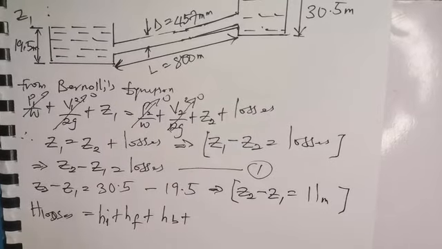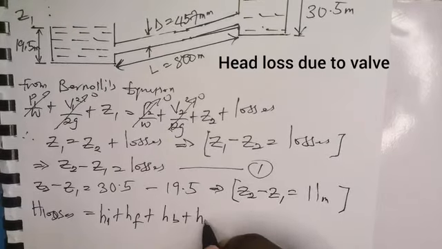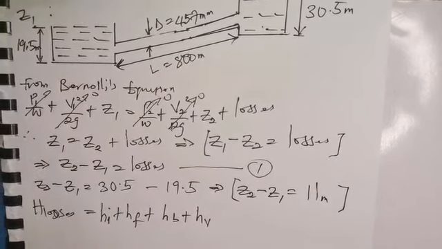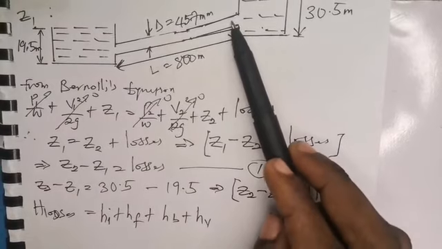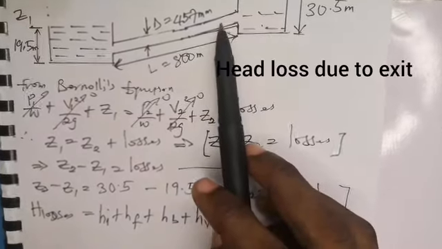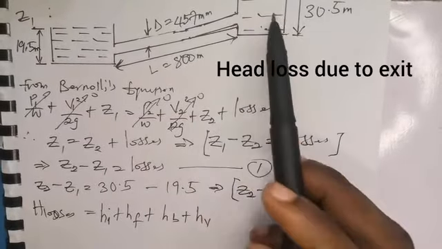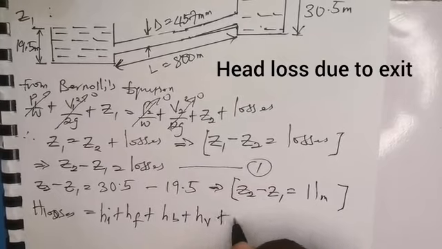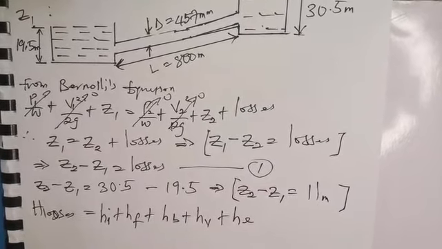Plus, again, it was also indicated in the question that there is a valve in the pipe. So therefore, we have head loss due to valve, called HV. Now, as the fluid flows up to this point, it enters into this other tank. So we have what is called the head loss due to exit of the fluid into this tank. So plus head loss due to exit of fluid.